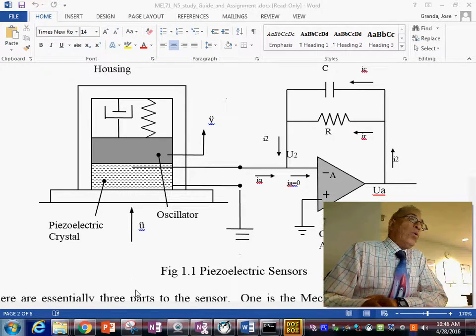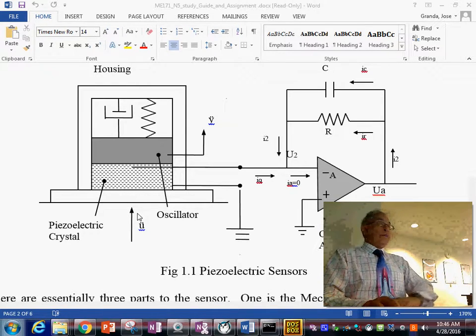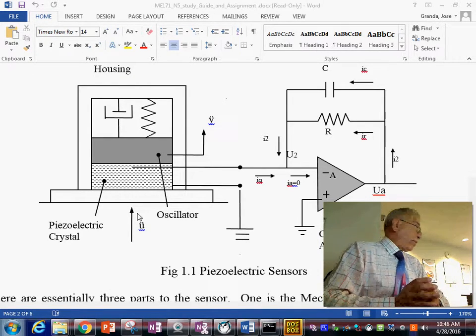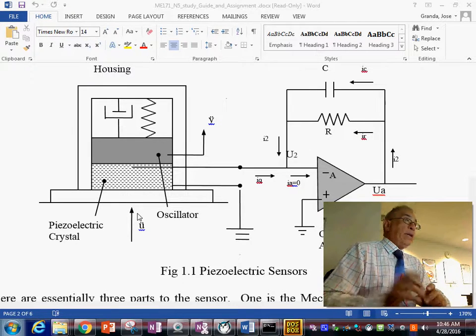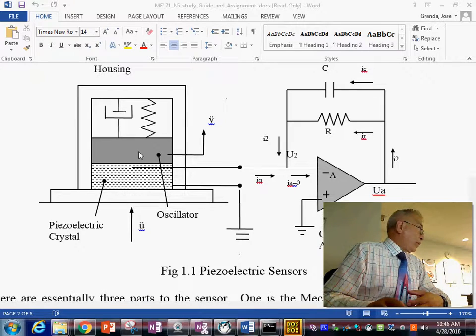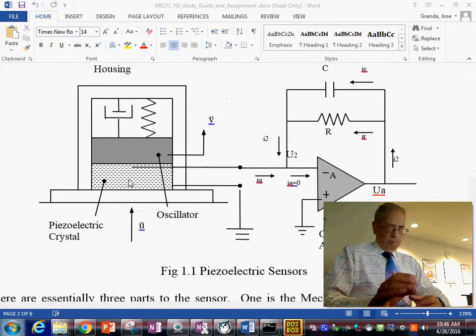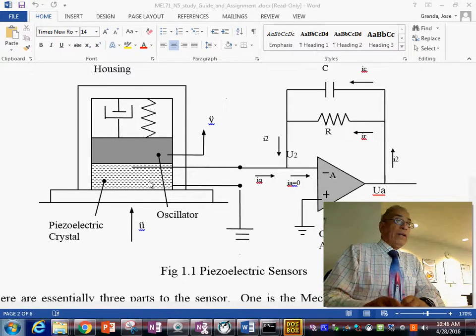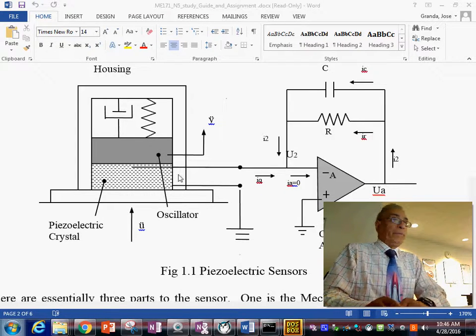And when this body experiences an acceleration, obviously by Newton's first law, the law of inertia, this mass is not going to want to move, and in doing so, by the input and this not wanting to move, it compresses this material, which is a piezoelectric crystal. In doing so, the piezoelectric crystal produces a voltage that we need to measure.